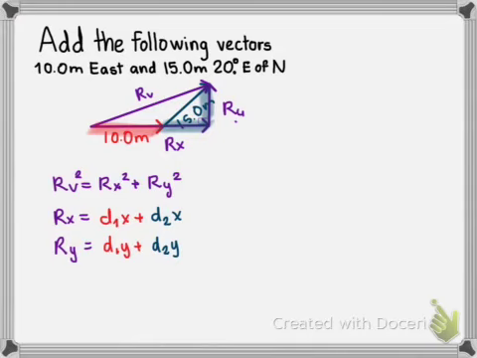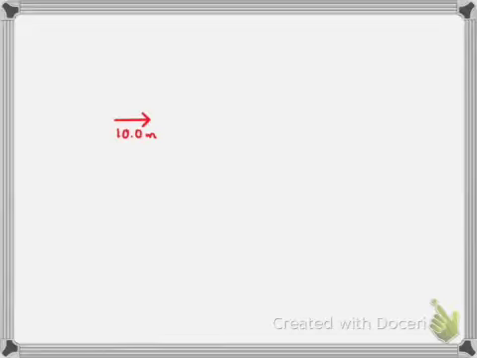Okay, next we are going to try to figure out d1x, d2x, d1y, and d2y. So to do that, let's take our first vector, which is 10.0 meters going east. So from there, we know that d1x is going to be equal to 10.0 meters. And since there's no contribution up or down, d1y is going to be equal to 0. Now let's draw our second vector, which is 15 meters going 20 degrees east of north.